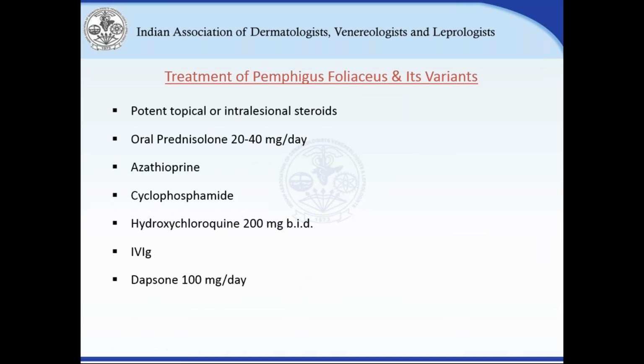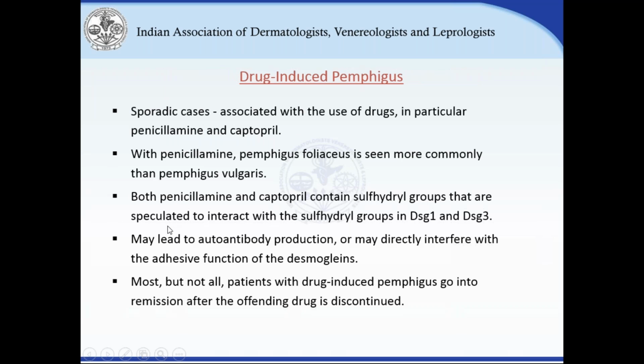The treatment of pemphigus foliaceus is again oral steroids, along with, here we can be slightly less aggressive in the treatment and try less toxic drugs. So dapsone is often tried because it is a less toxic drug and you can take it for a long time, unlike cyclophosphamide or azathioprine or IVIG.